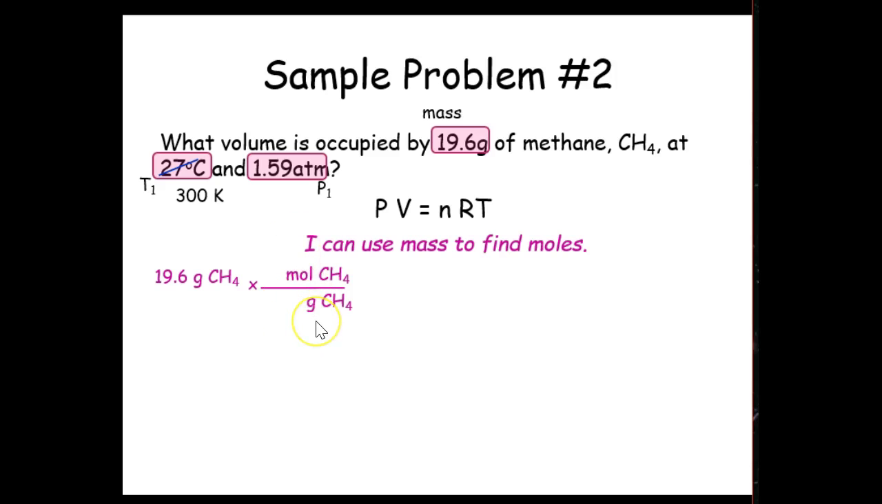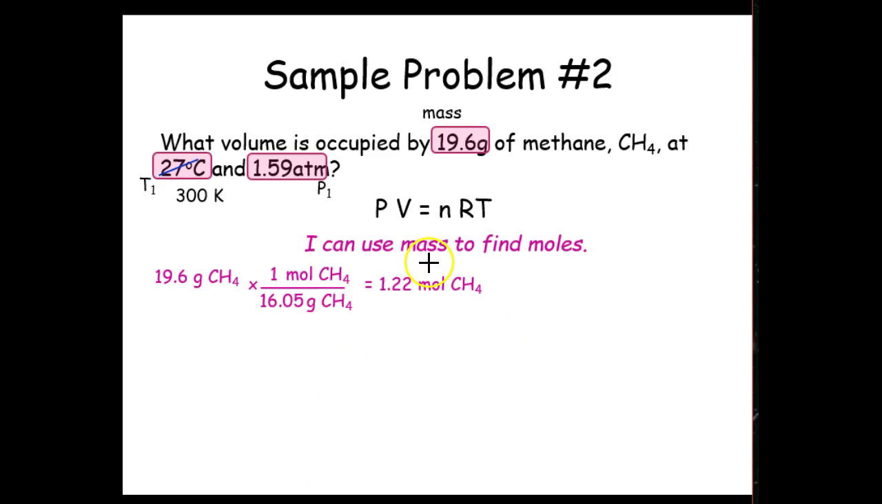If it's moles over grams, or moles over liters, or moles over particles, what does moles get? 1. And then for methane, I have 1 carbon and 4 hydrogens, and my molar mass is 16.05 for that. 1 carbon is 12, plus 4 ones gives me 16. When I multiply across, I get 1.22 moles of methane.